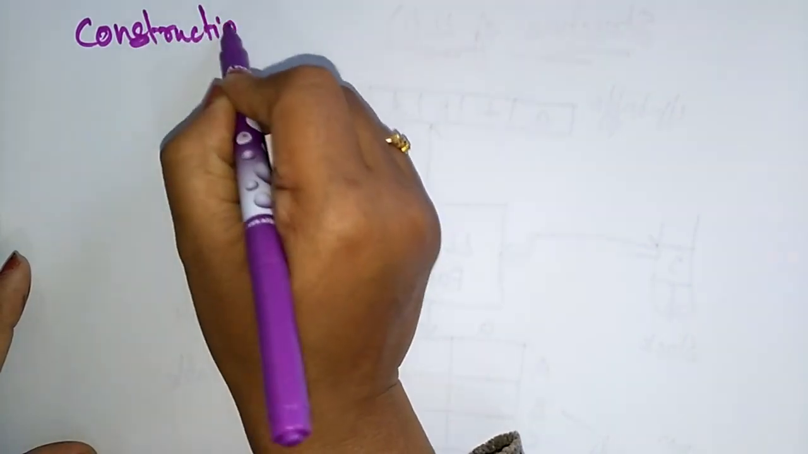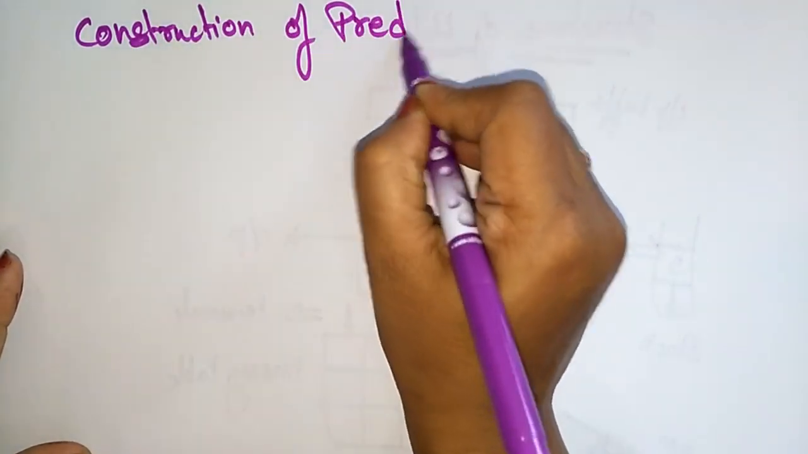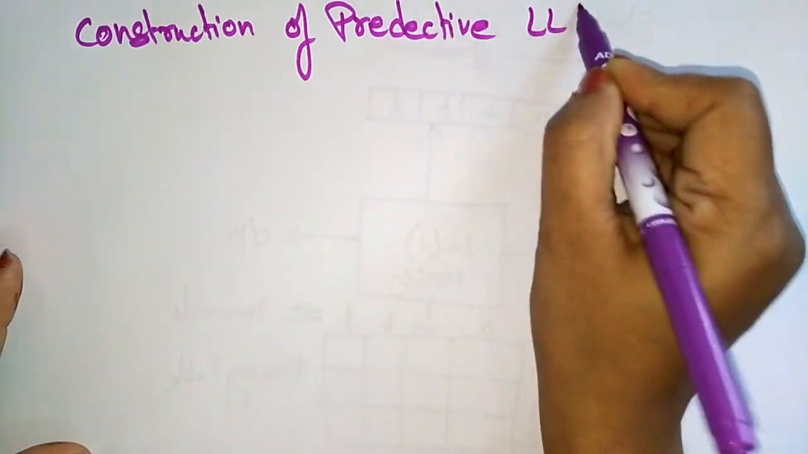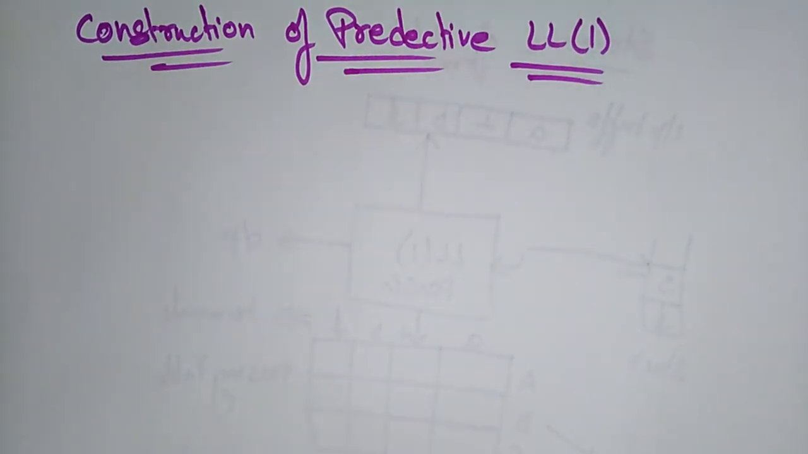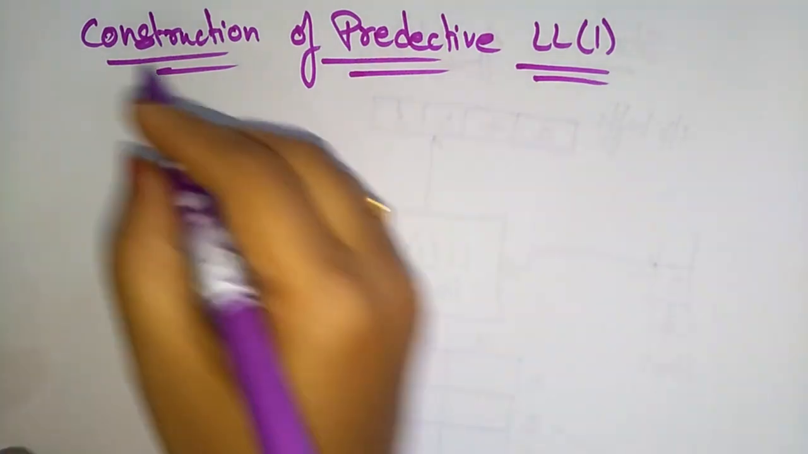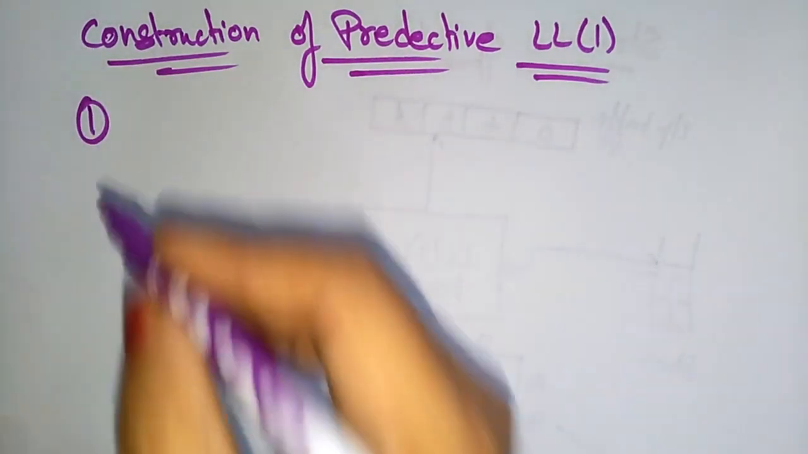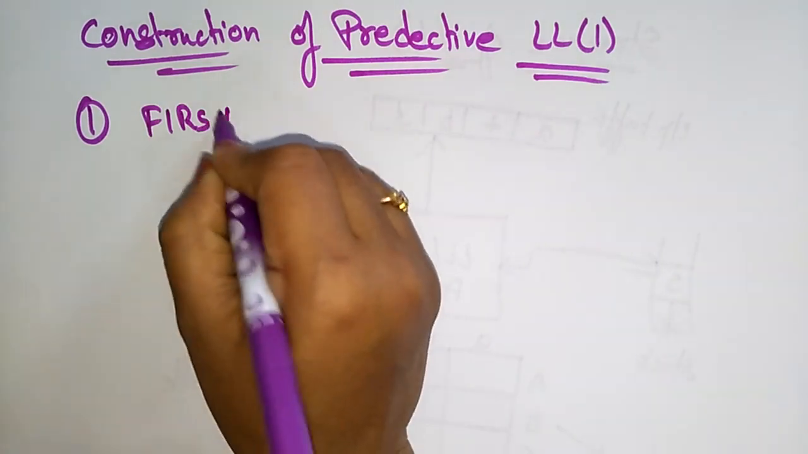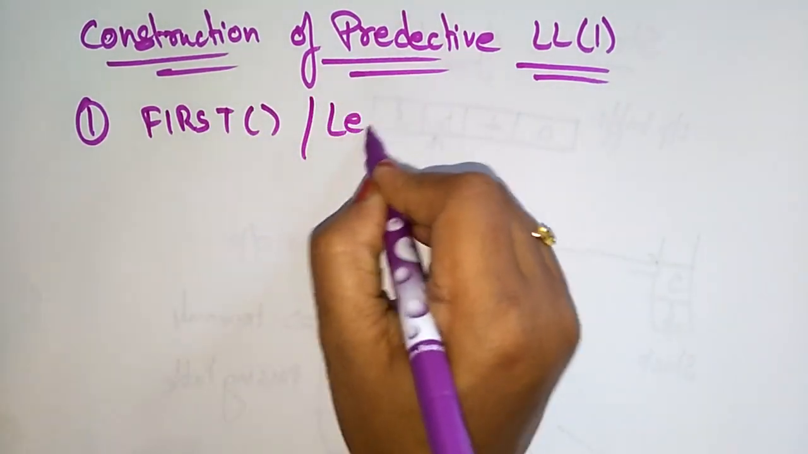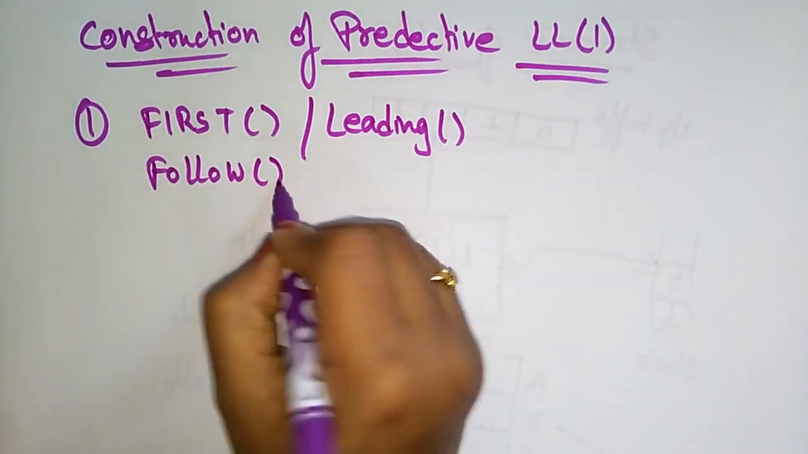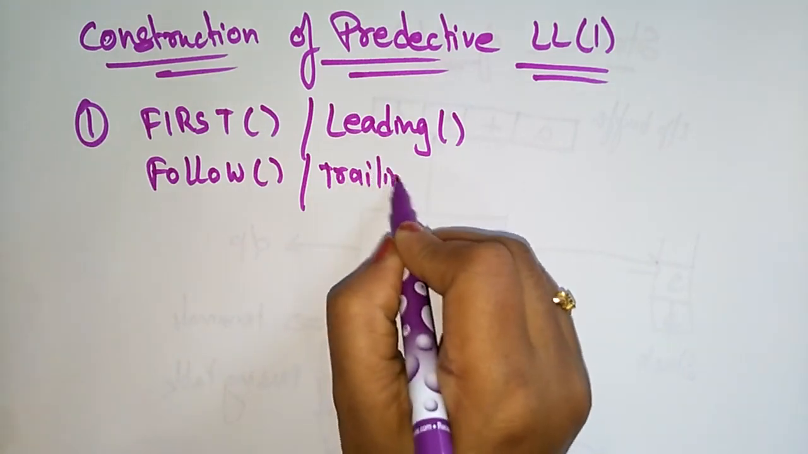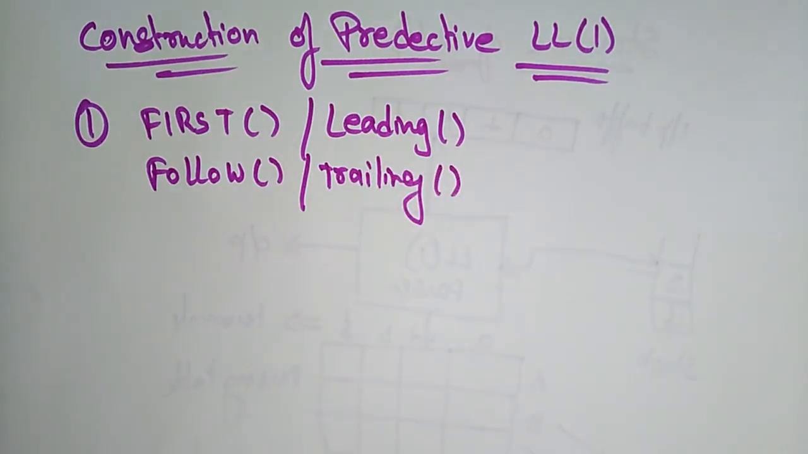Construction of the predictive parser LL(1). What are the rules that you have to follow? That means, what are the steps that take place to construct the predictive parser LL(1)? The first thing is the first or leading function, and the follow or trailing function. The first step is that you need to construct the first or leading function, or the follow or trailing function.